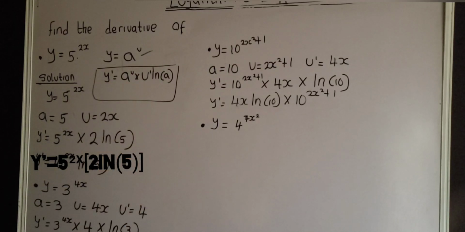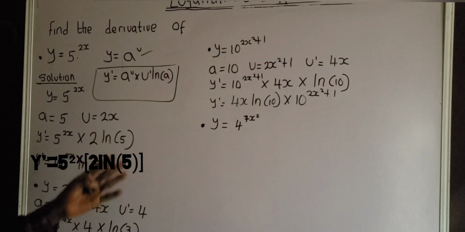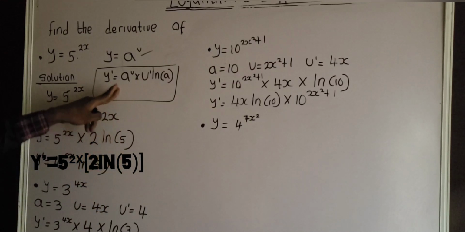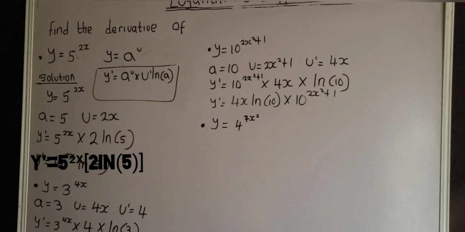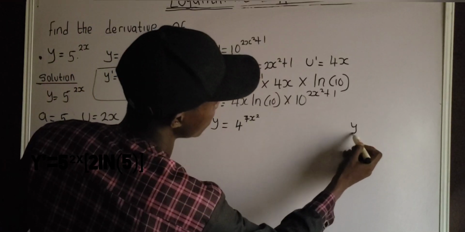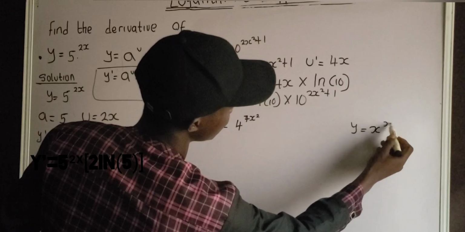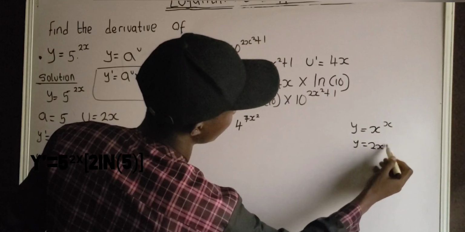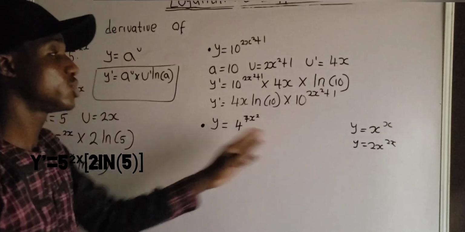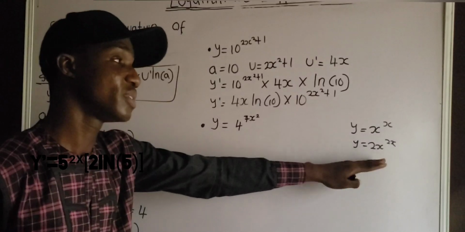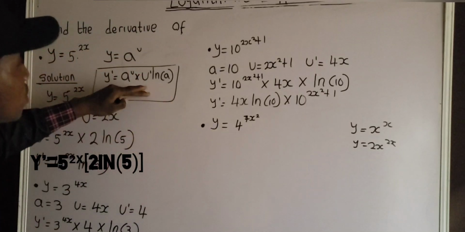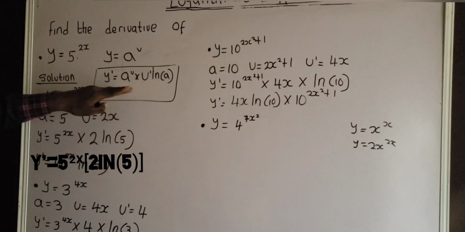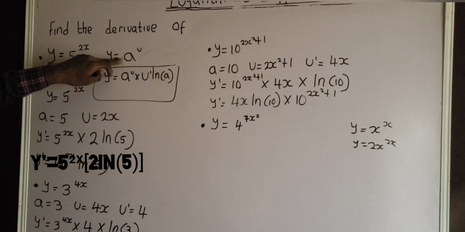Now I want you to pay attention here. You can only use this formula method when we have a function that looks like this, a raised to the power of u. You understand? Don't forget, from my previous class, we took the derivative of a function that has the same power and the same base, such as y equals 2x raised to the power of 2x, and so on. We cannot use this formula to find the derivative of this function. We can only use this formula method when we are told to find the derivative of a function that looks like this. That is, the a is a whole number.